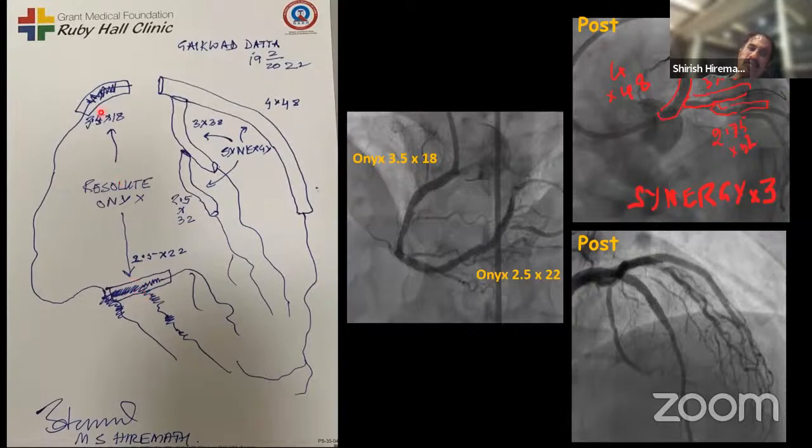So at this stage, we thought we would take a break and do the left system at a later date, but then one more procedure means one more cath lab installation. So I don't think the patient could afford this. So we did everything in one go.